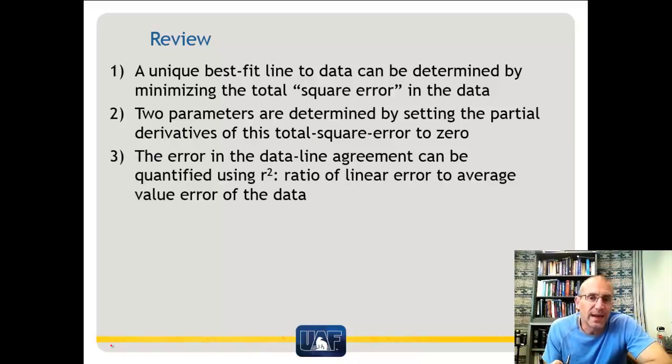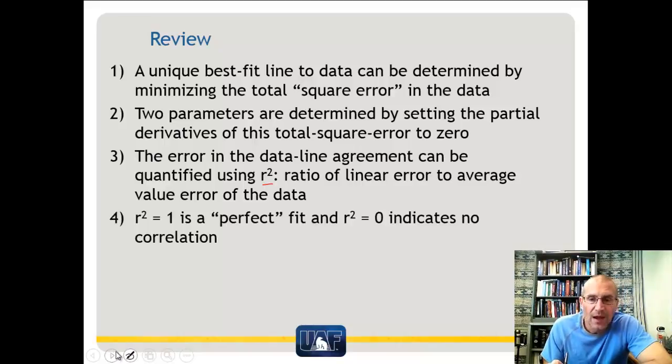The error in the data to line agreement can be quantified using a value called r-squared, and it's the ratio of the linear error, the error between the line and the data, to the average value data. So if you just said that there was no correlation at all. And that's going to give us a value between 0 and 1. And finally, as I just mentioned, r-squared equals 1 is a perfect fit, and r-squared equals 0 indicates that there is no correlation at all.